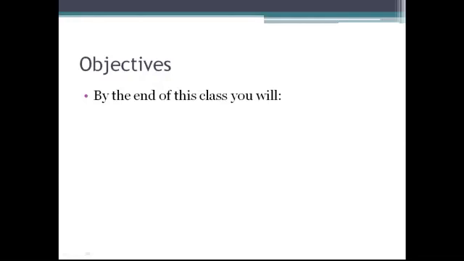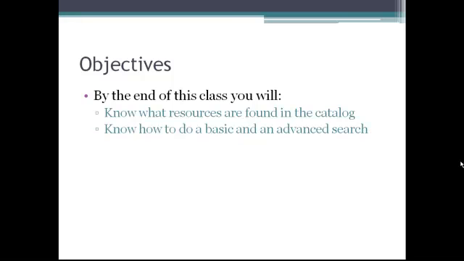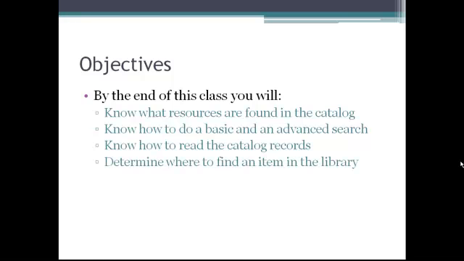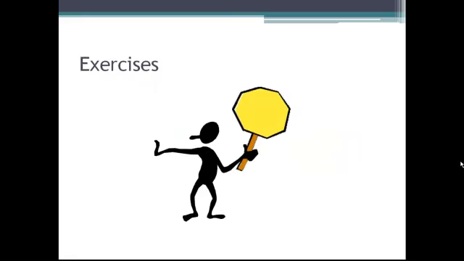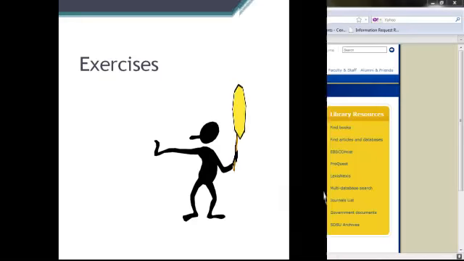By the end of this class, you will know what resources can be found in the catalog. You will know how to do a basic search and an advanced search. You will know how to read records in the catalog and use them to determine where an item is located in the library. You will also know how to check your record for what you have checked out and possibly renew those items. There are some places in this tutorial for you to stop and practice what we have gone over. We recommend that you take a couple of minutes and do the exercises provided.